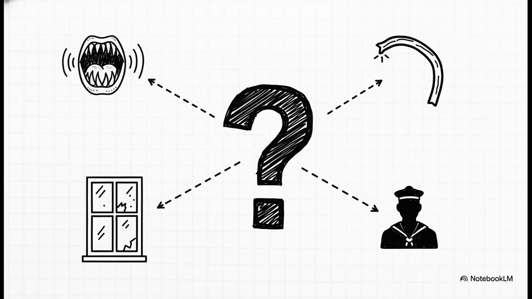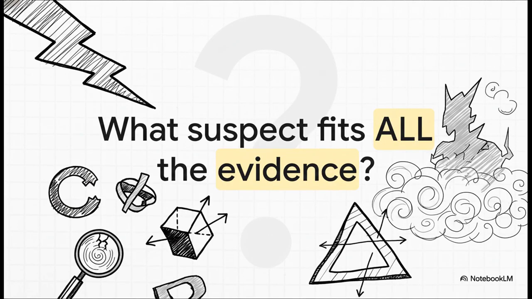We have a voice that doesn't sound human. We have strength that is way beyond human. We have an entry point, this specific window that could only be reached with an incredible, agile leap. And we have this mysterious sailor who keeps showing up. So you just have to ask the question, who or what fits every single one of these clues?